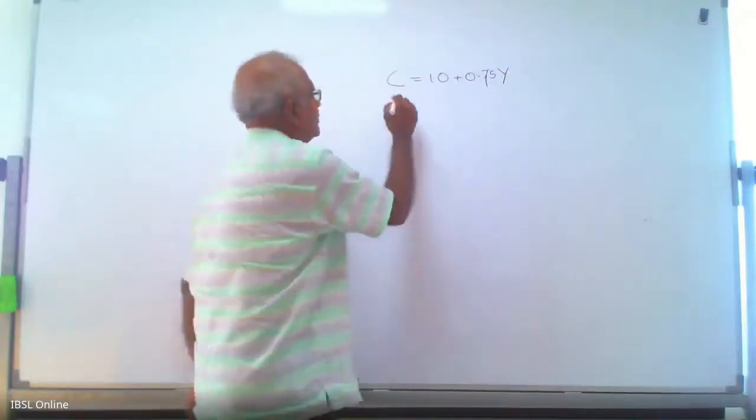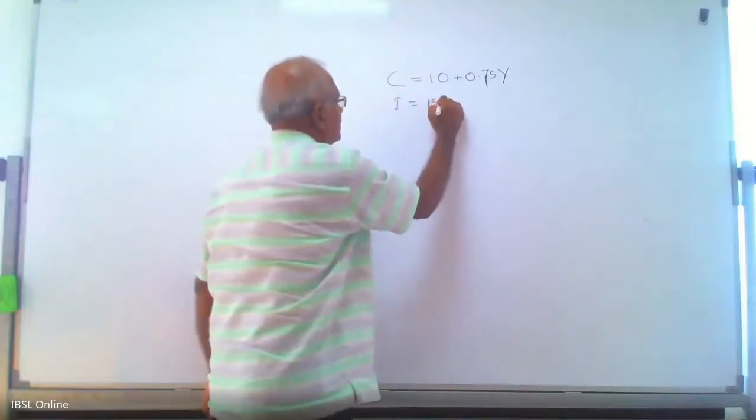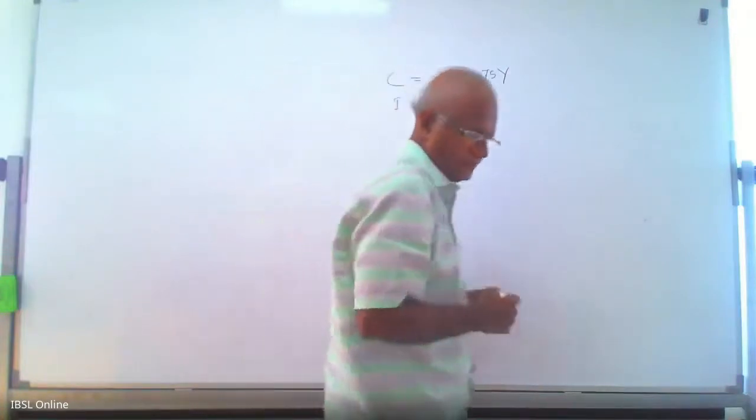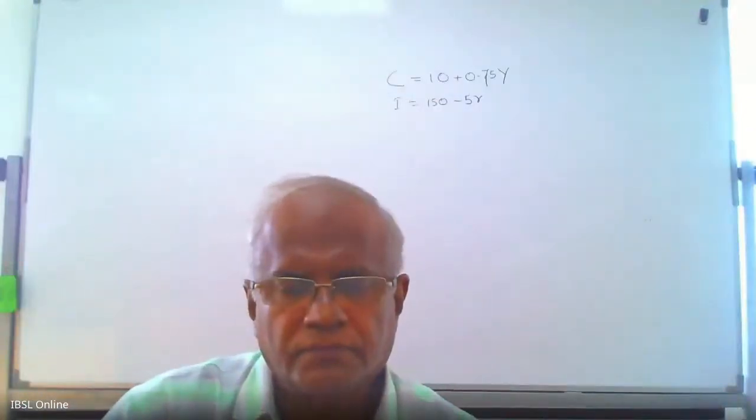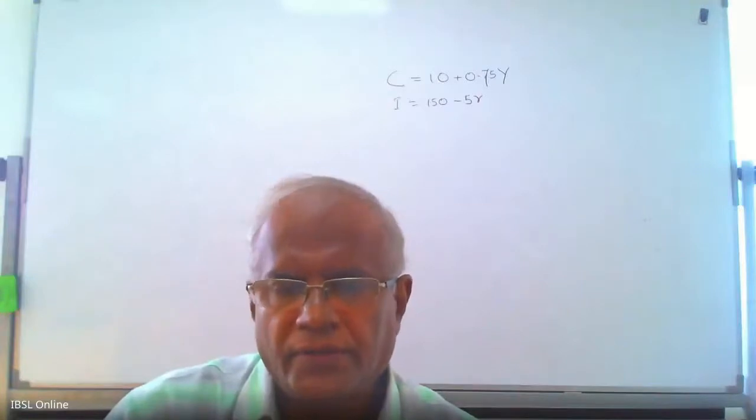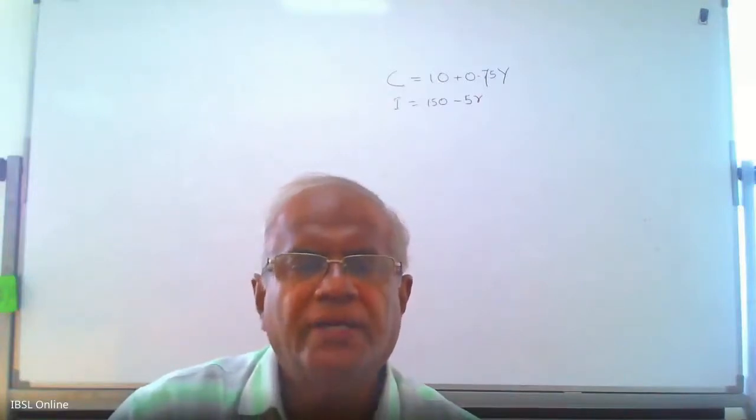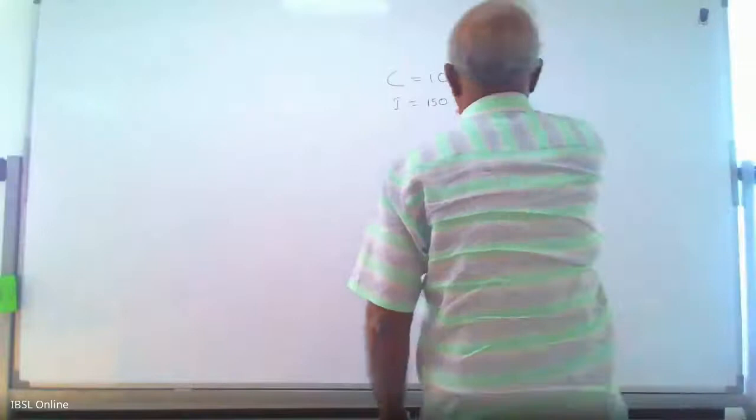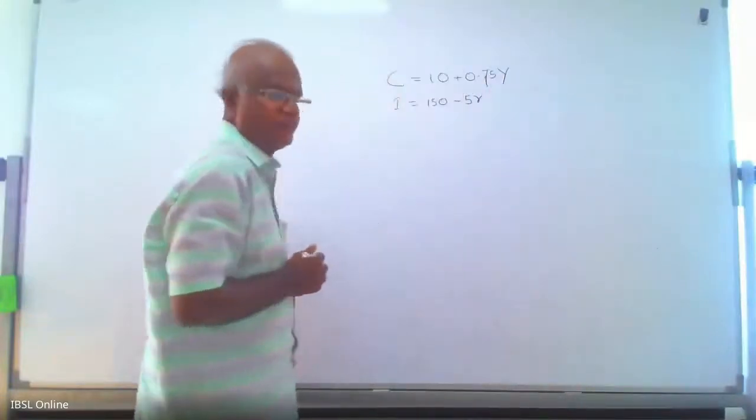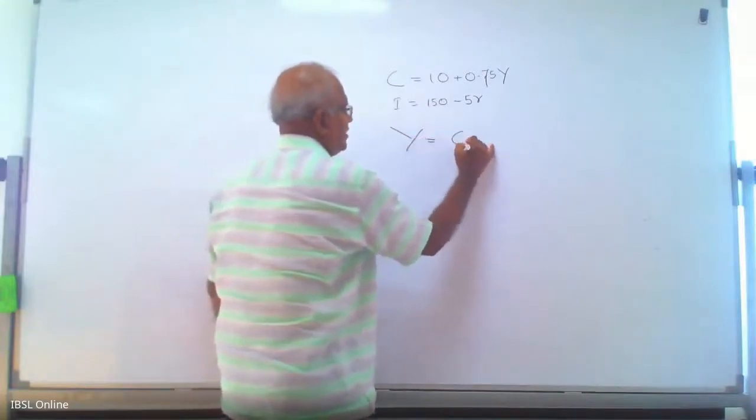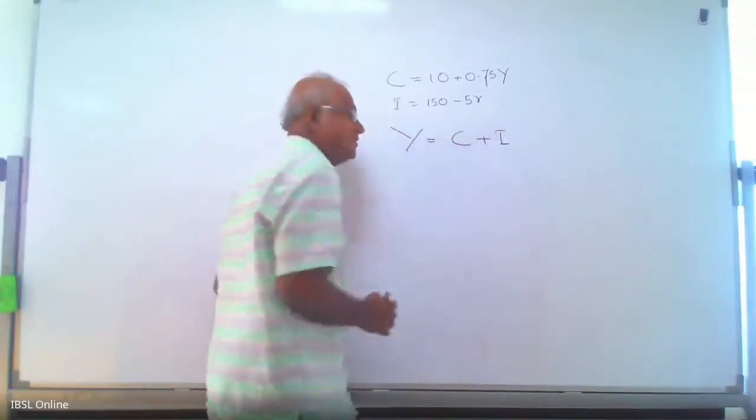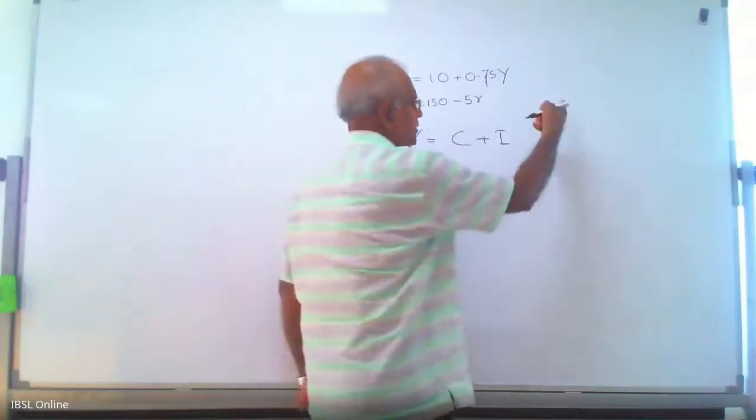I minus 150 minus 5r. Okay. Now these are the two equations, right? C equals 10 plus 0.75y. I equals 150 minus 5r. What is the basic equation? Y equals C plus I. Why is that? Closed economy without government.